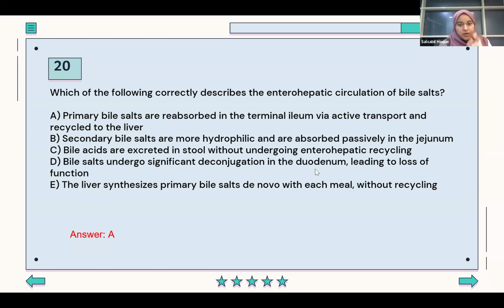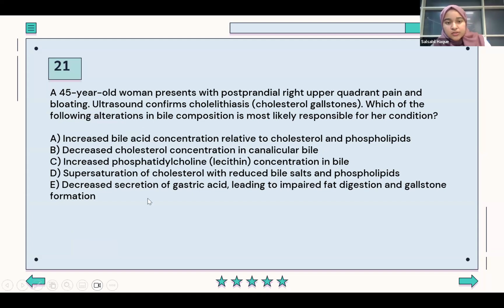Liver synthesizes primary bile salts de novo with each meal? That is not true. Only 5 to 10% is synthesized de novo. The other 85 to 90% comes from the recycled bile. Then, secondary bile salts are more hydrophilic and absorbed passively in the jejunum? This is also simply not true, and it's just something that you have to know. We'll go to bile synthesis and all of that, but before that, another question.